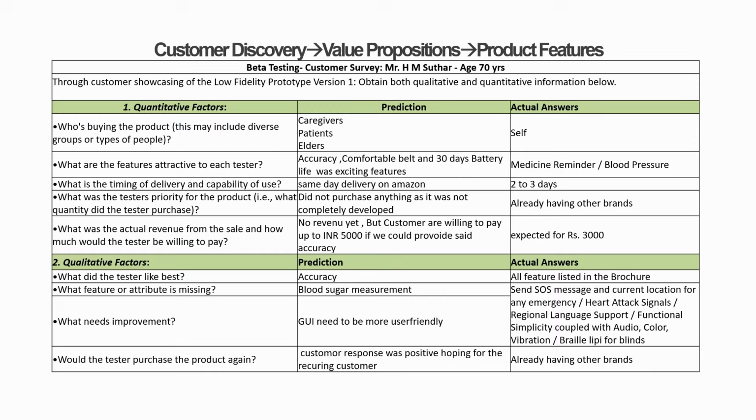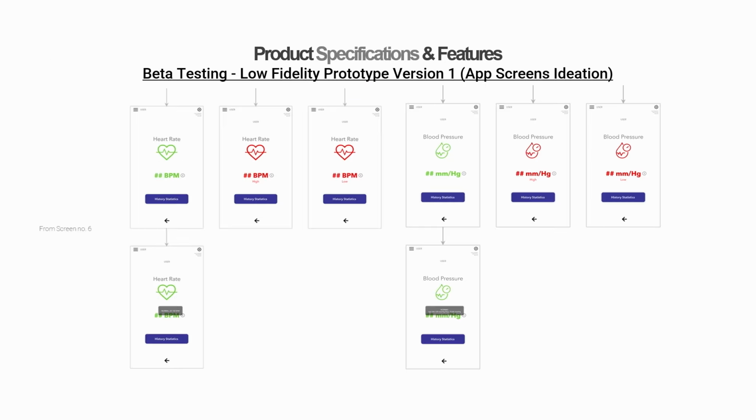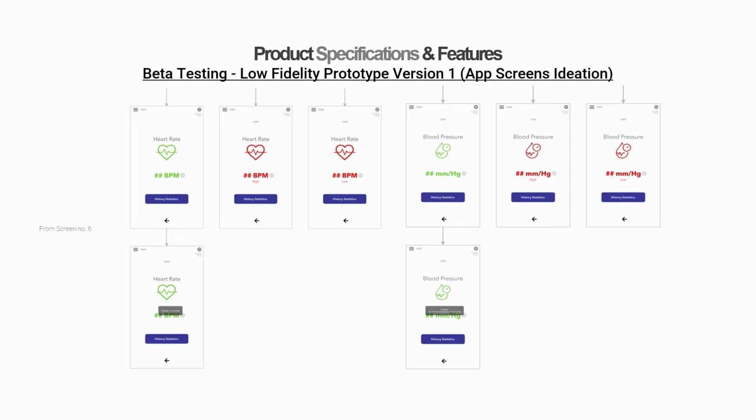So Mr. H.M. Suthar, age 70 years, through customer showcasing of the low fidelity prototype version 1, that's pretty much the app pictures and everything which they have constructed. By the way, a point to be noted, the app pictures we are looking at in the previous slides are not exactly from an app. This could be made in PowerPoint by drawing squares and boxes and bringing in the aesthetics however you would like, or there are other software such as Figma, and some other technologies which you can use.